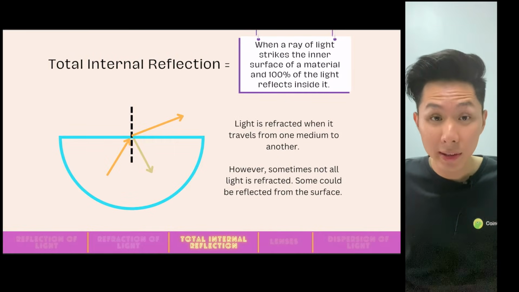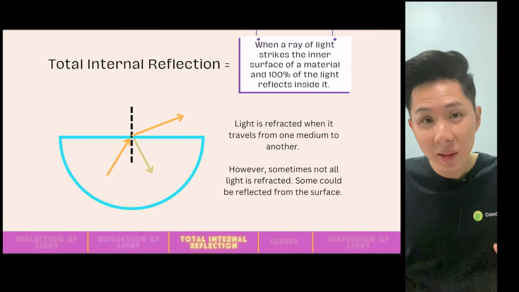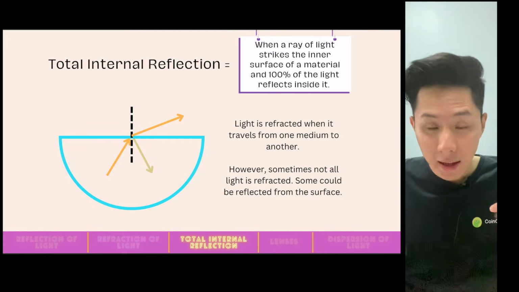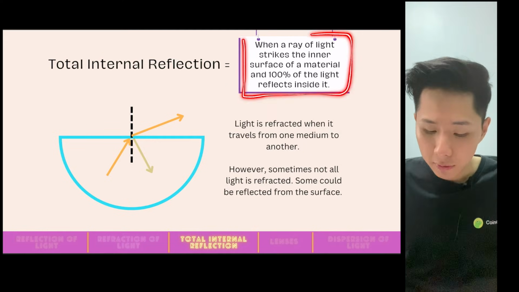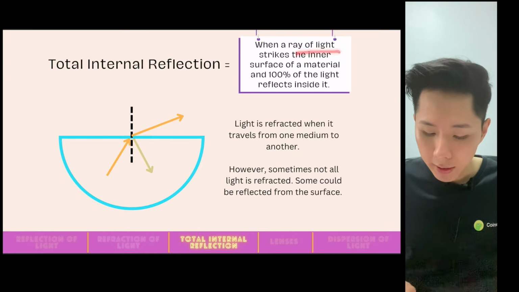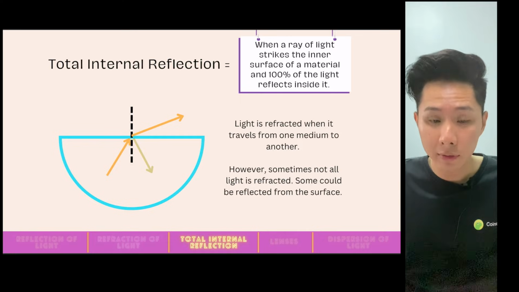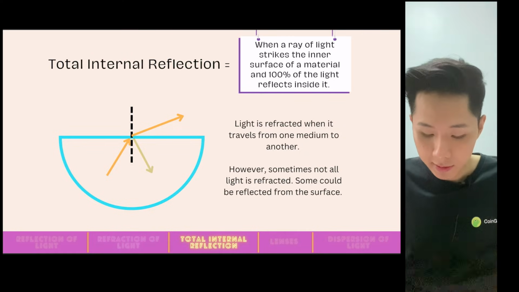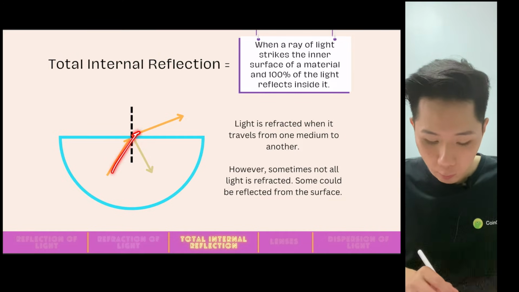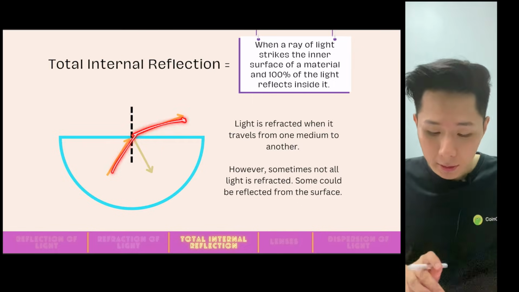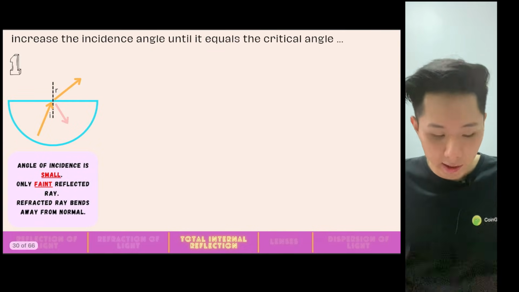Let's move on to the third subtopic of this chapter, which is total internal reflection. It actually involves both theories that we learned previously, which are the reflection and refraction of light. The definition of total internal reflection is when a ray of light strikes the inner surface of a material and 100% of the light is reflected inside it. Light is refracted when it travels from one medium to another, but sometimes not all the light is refracted. So let's look into some examples to understand what I'm saying.